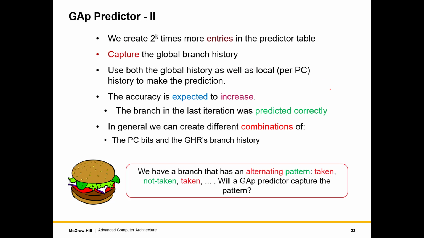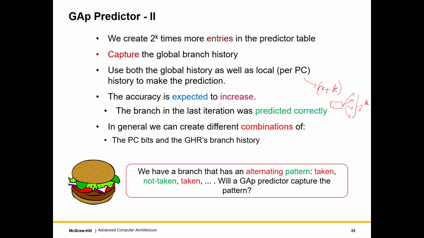So how do we do that? Well, because we are combining both pieces of information, we are taking n bits from the program counter and we are taking k bits from the global history. So this is a total of 2 to the power n plus k entries. Which basically means that per PC we have 2 raised to the power k saturating counters. So each one of them is determining the behavior of the PC with respect to a given context.